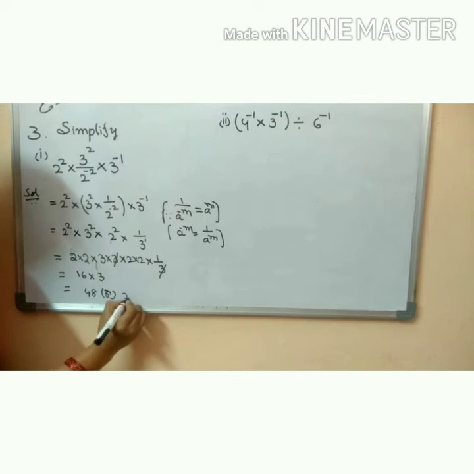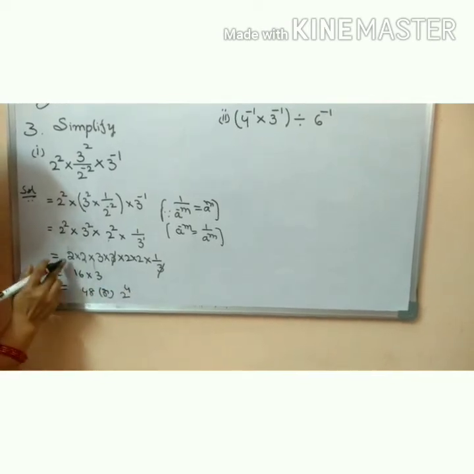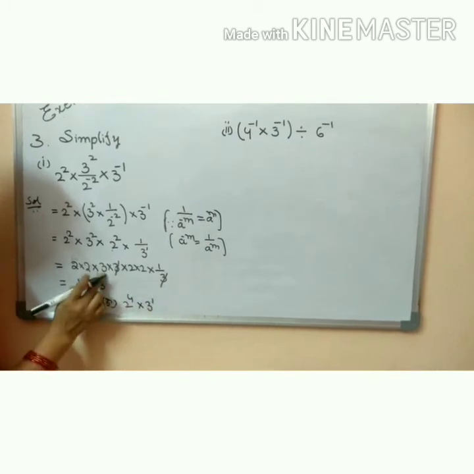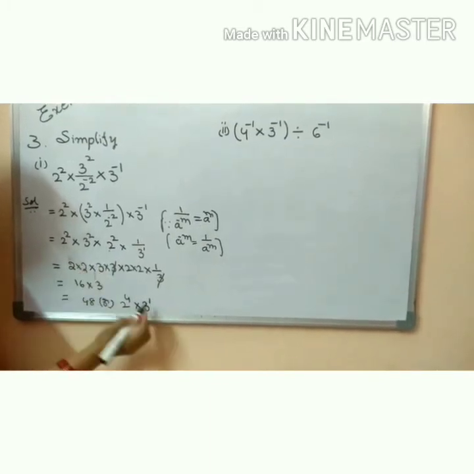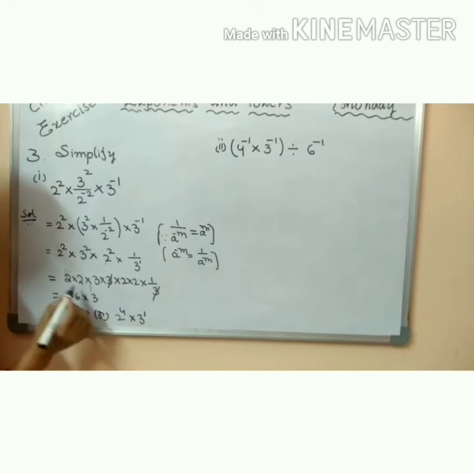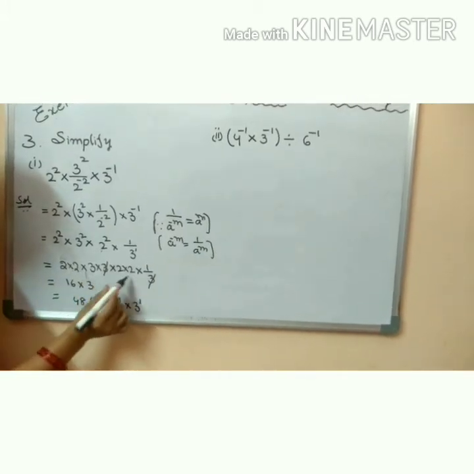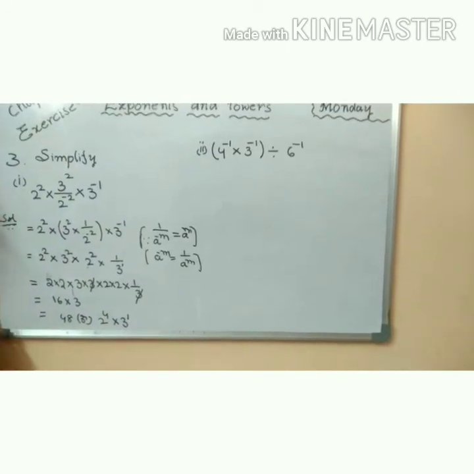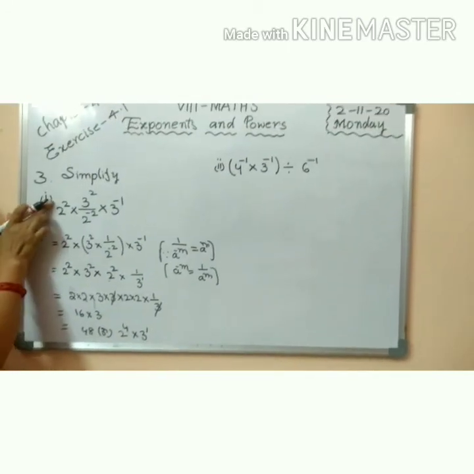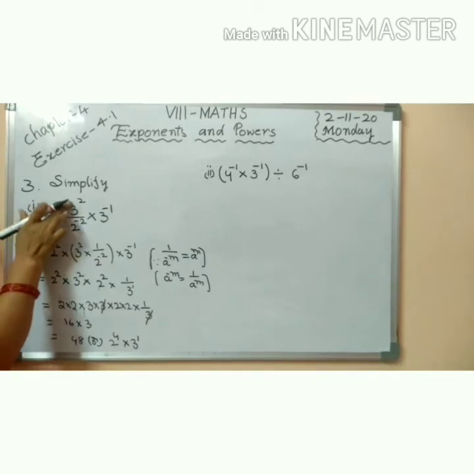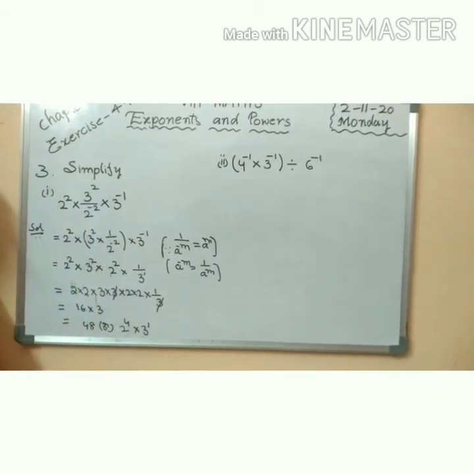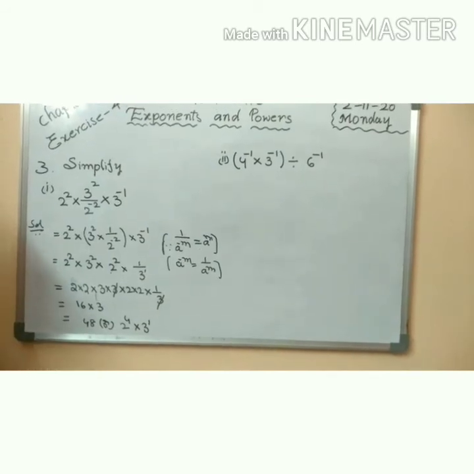Or here, how many times is 2 there? 4 times: 1, 2, 3, 4, into 3 power 1. How many 3s are there? Only 1 is there, so I will write here power only 1. Here the 2s are 1, 2, 3, 4. 4 2s are 2 power 4 into 3 power 1. The value of 2 power 2 into 3 square by 2 power minus 2 into 3 power minus 1 is 2 power 4 into 3 power 1.